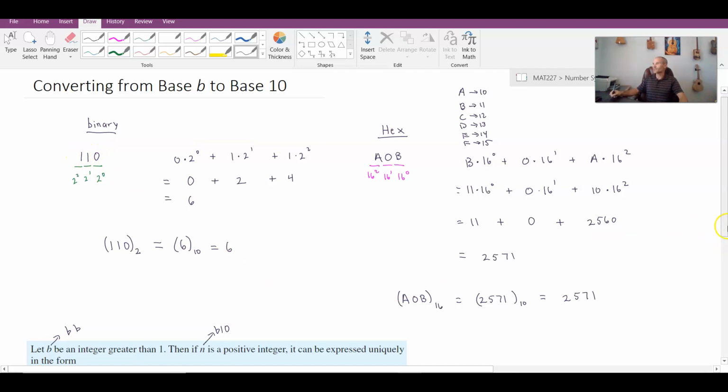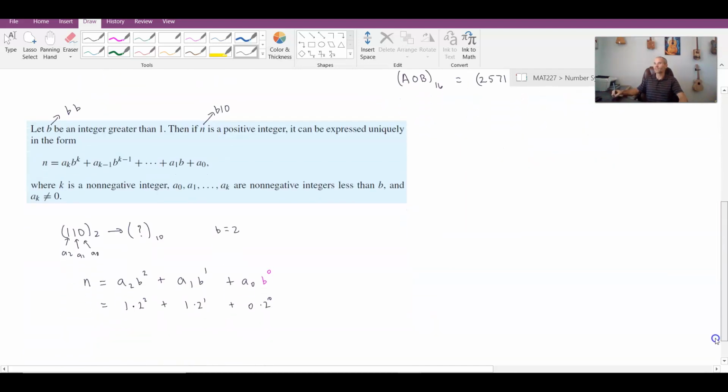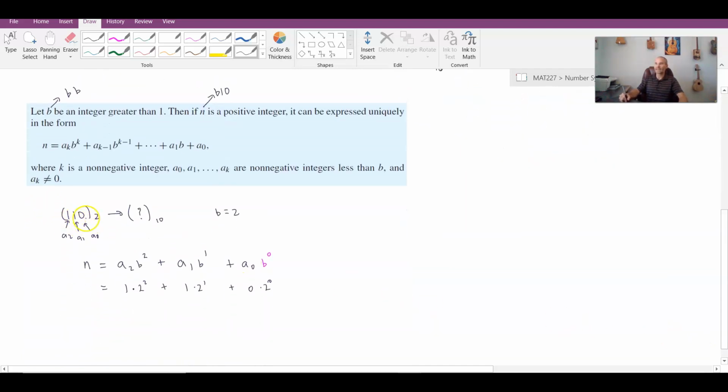But the way this theorem is constructed is it starts with the leftmost digit in your base b representation and works all the way to the right. And so this still comes out to 4 plus 2 plus 0. So 4, 2, and 0 are now in base 10 representation. And this comes out to the integer value of 6. So now we know that this question mark is going to be 6 in base 10.